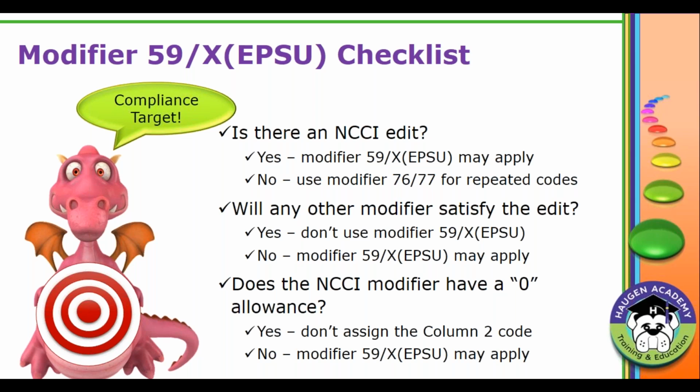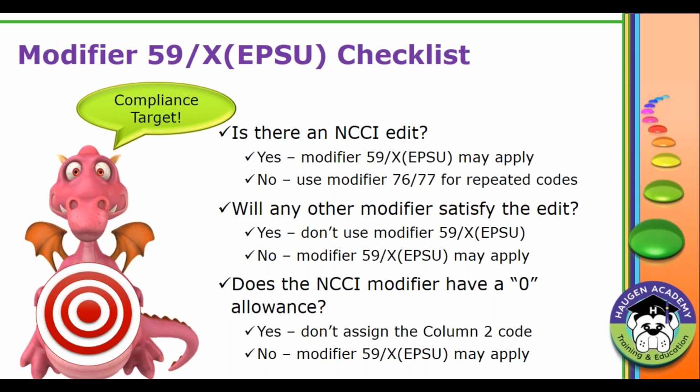So the questions you should ask: is there a CCI edit? If yes, then your 59 or X modifier may apply. Notice I said may apply, and it's not automatic. You've got to review that documentation. If no, use modifier 76 and 77 for your repeated codes. And if you're still having trouble with that, you can email me and we can talk about it later. But I know it's kind of a mind switch because I had this same thought process a couple of years ago where I was like, what? That can't be right. Will any other modifier satisfy the edit? If yes, then don't use modifier 59. If not, then your modifier 59 or X modifiers may apply.